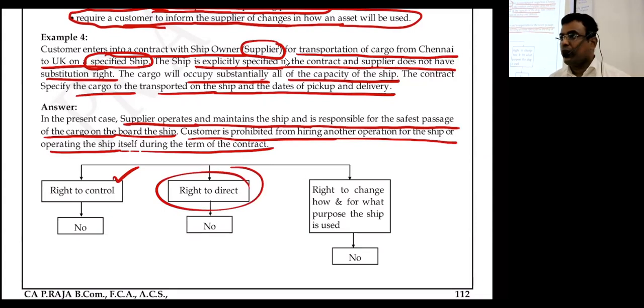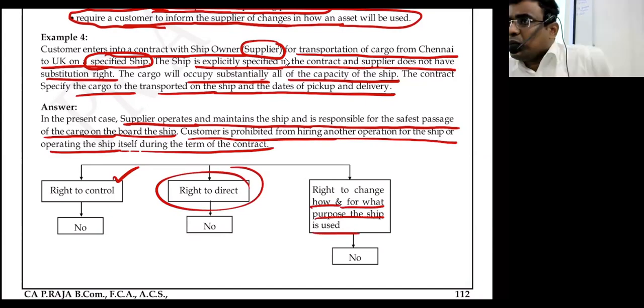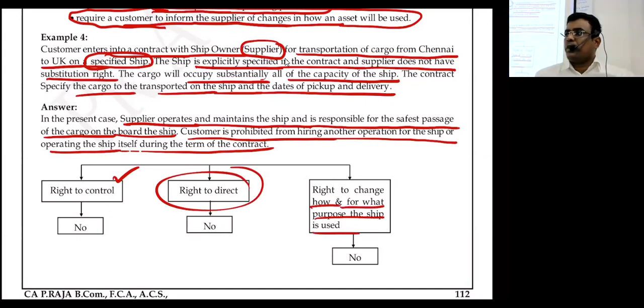When you're transporting a cargo item, can you go and say that my cargo should be kept only at this place in this lorry? Can you say that? No, no. Next, rights to change how and for what purpose the ship is used, can you say that? You cannot. So is this a lease or not a lease? Not a lease. Even if you take it that the cargo substantially occupied the ship, it is not a lease.